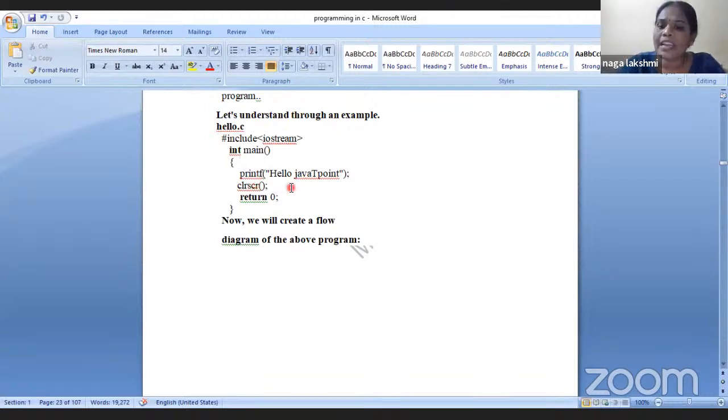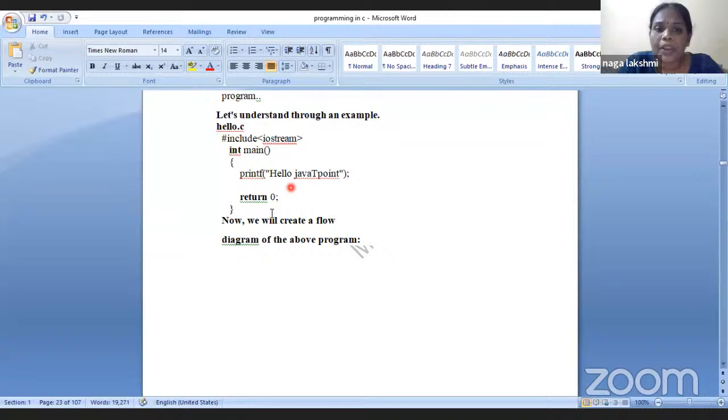Now here, what are we using clrscr for? Once the output is executed and you run the program again, you would get the next "Hello Javatpoint". Every time you run the program, you want only the fresh output. You don't want the previous output. So for that we are using clrscr, which stands for clear screen.